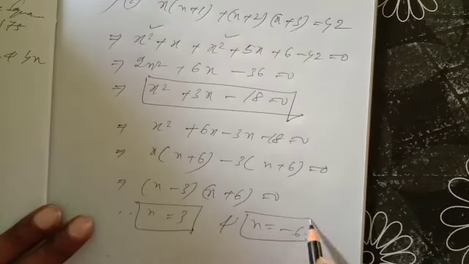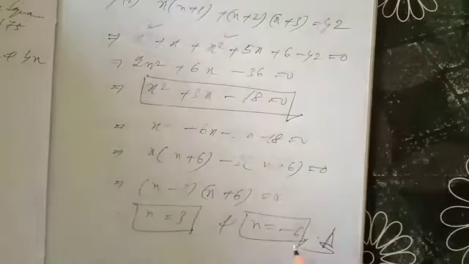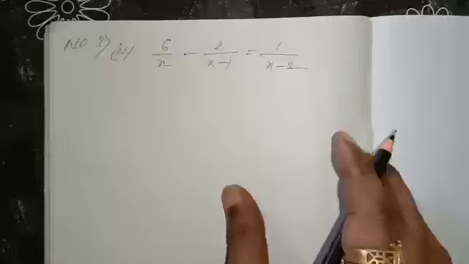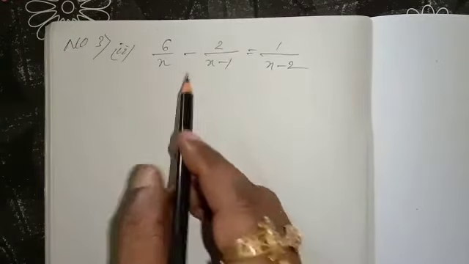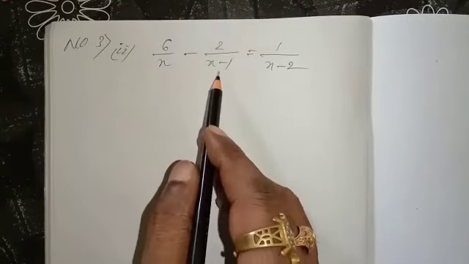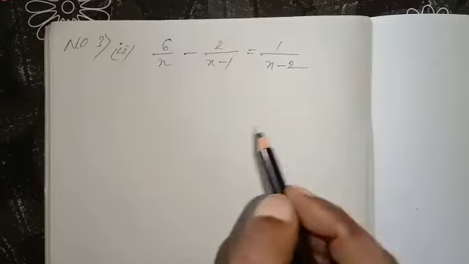In this way I completed number 3 first part. The values of x coming are 3 and minus 6. Let us go to the next part. See question number 3 second part. The question given is 6 by x minus 2 by (x minus 1) is equal to 1 by (x minus 2). This is the question given.